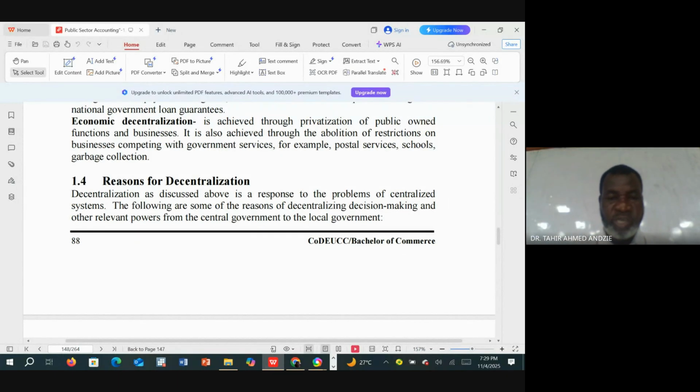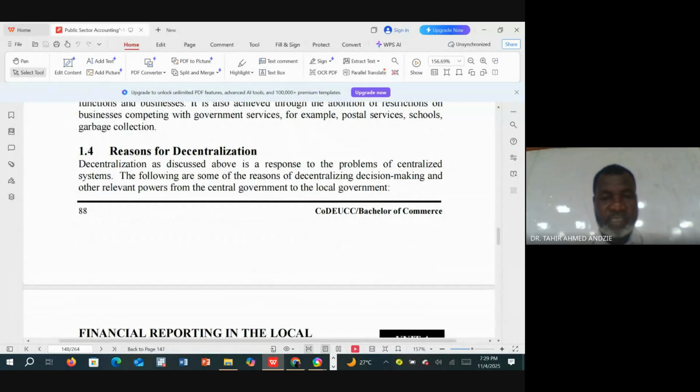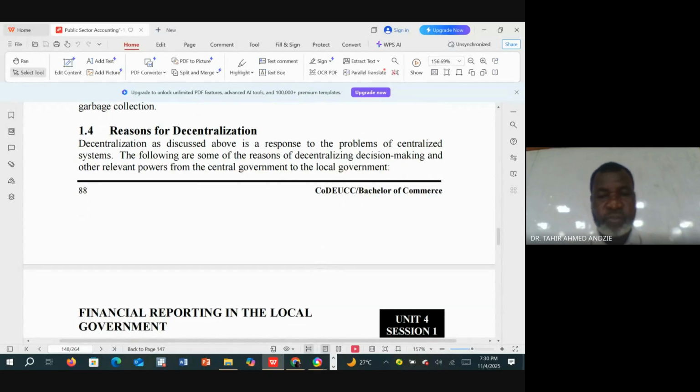The centralized system of governance is where power is at the head office of the government and its cabinet members, and they do everything directly. So everybody who wants to solve his problem will have to go to the central administration, which is the central Accra or whatever, right? So the following are some of the reasons for decentralizing decision making and other relevant powers from the central government to the local government.